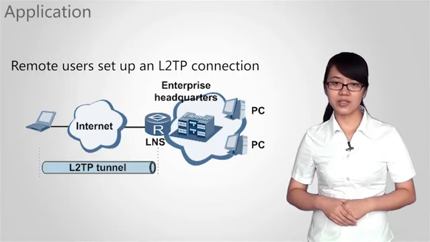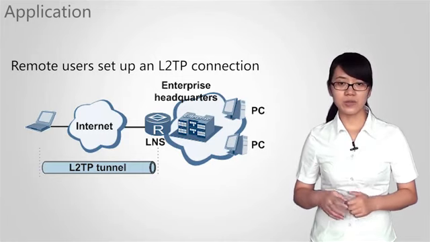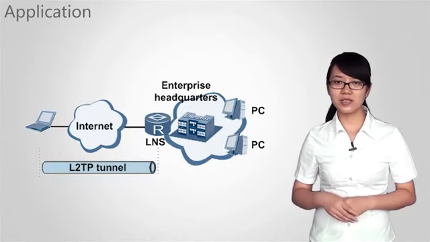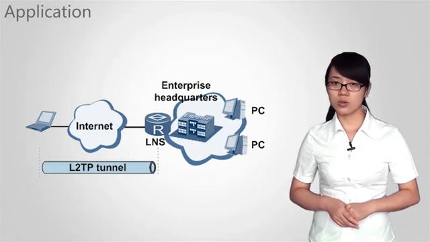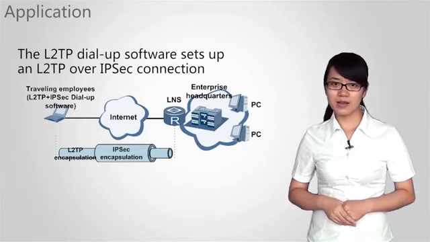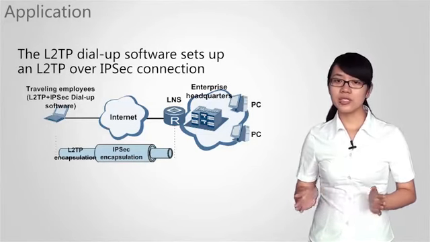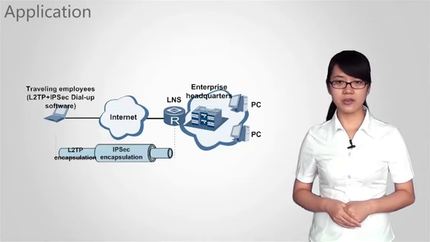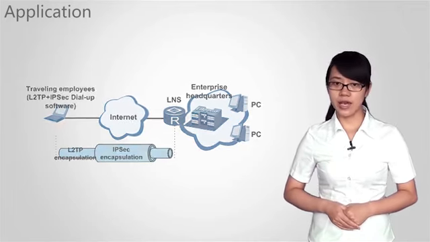L2TP is now widely used to connect remote users to the Internet and directly set up L2TP connections with the headquarters. Remote users can run the L2TP dial-up software on a PC or mobile phone to access the headquarters in places where the Internet is available. The L2TP dial-up software sets up an L2TP over IPSec connection. L2TP can be used together with IPSec to ensure data security. You can use the software provided by Windows XP to establish an L2TP connection.